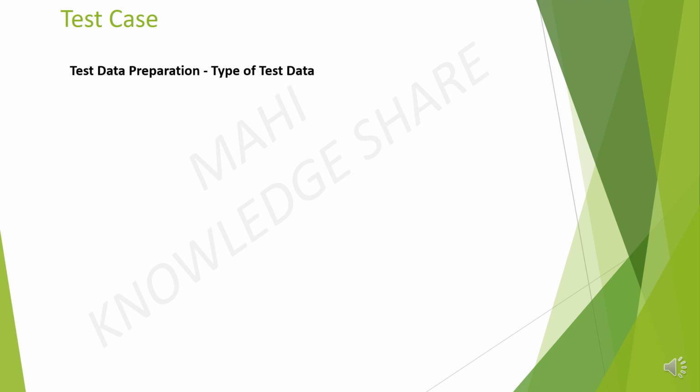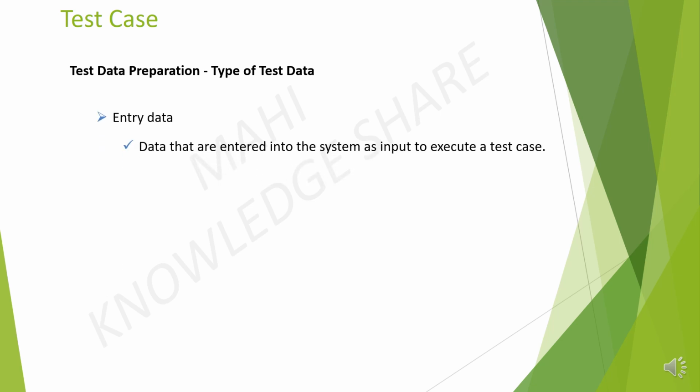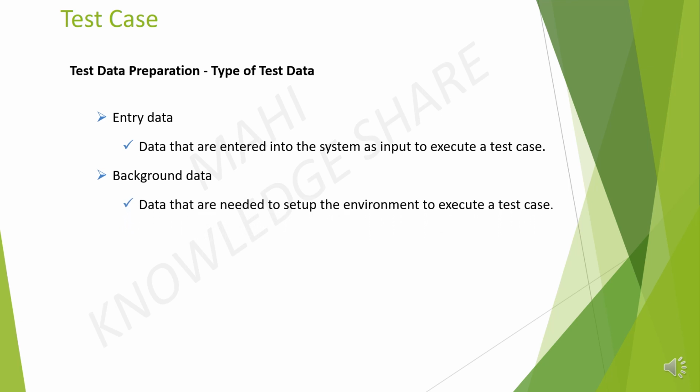Types of test data. There are two types. One is entry data, the other one is background data. Entry data is the data that are entered into the system as input to execute a test case, whereas background data is the data that are needed to set up the environment to execute a test case.